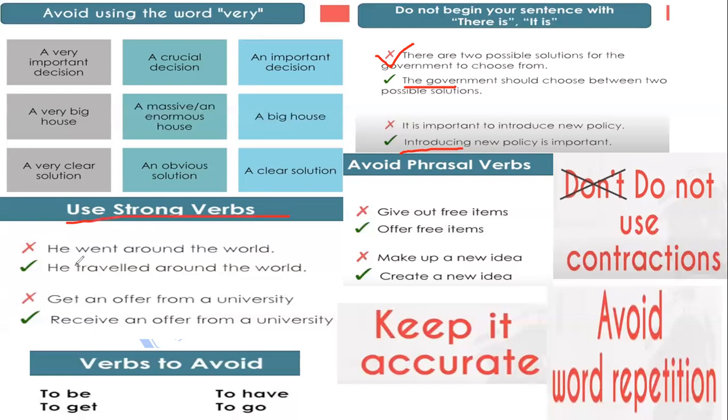Use strong verbs. He went around the world, he traveled around the world. Strong verbs মানে হচ্ছে যেগুলোর সাধারণত চেঞ্জ হয় না, যেমন এটা কিন্তু go, went, gone. These are called weak verbs. মানে যেগুলো আপনার চেঞ্জেস হয়ে যায়, go, went, gone, eat, ate, eaten. If it's possible, if you know the words, then go with the strong verbs. যেমন cut, cut, cut, traveled, traveled. দেখেন চেঞ্জ হয়নি কিন্তু, ed just যোগ করেছেন, but both of them are same. Get an offer from a university, receive an offer.